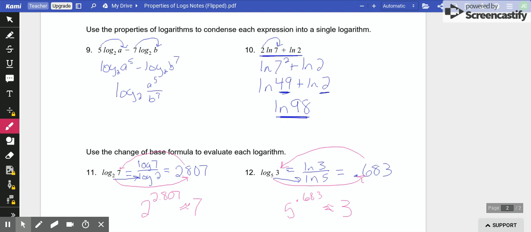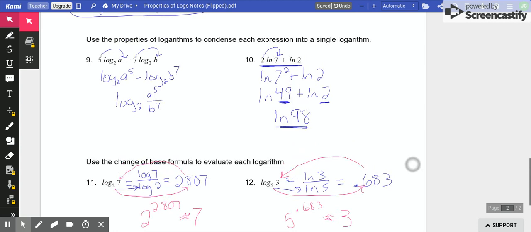Okay. So those are our properties of logarithms. We can expand things, condense things, and use change of base. We'll be using these a ton in the next couple of days to solve logarithmic equations.